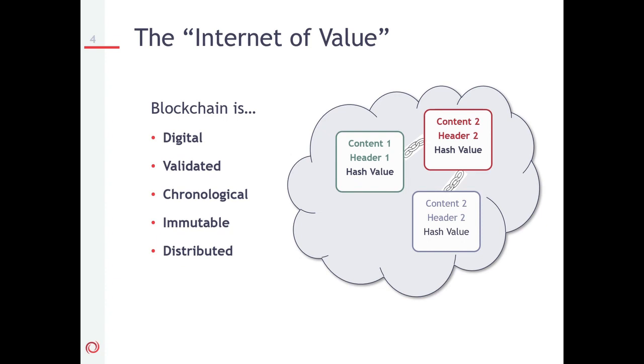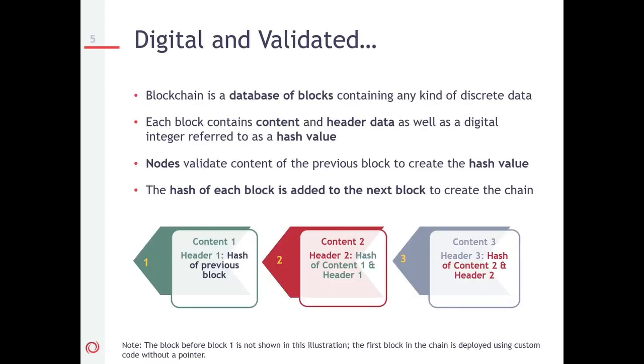Sometimes blockchain is referred to as the Internet of Value, and that's because it is a digital representation or actual value stored in a validated structure that is chronologically categorized. It is completely immutable and is managed across a distributed network.